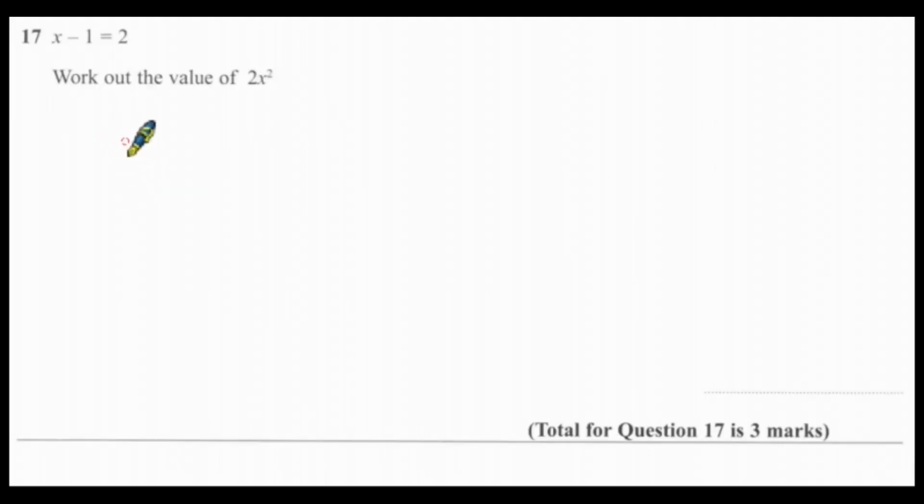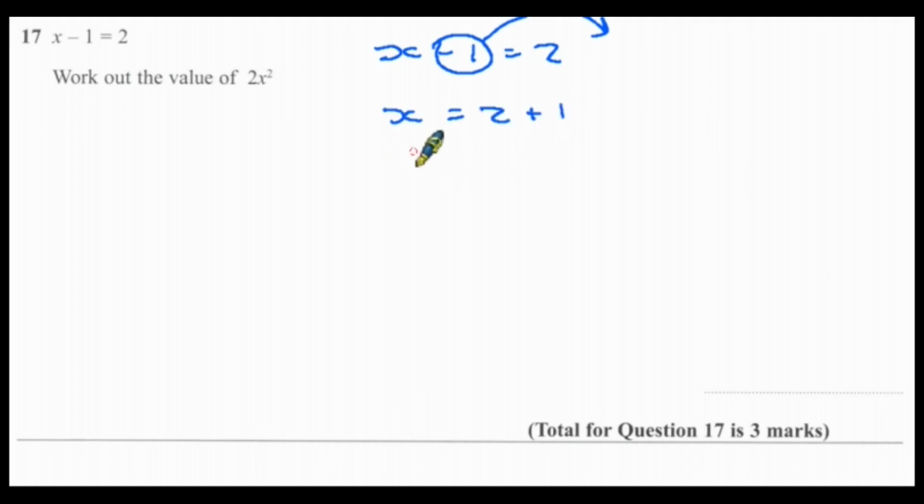Question 17. x minus 1 equals 2. Work out the value of 2x squared. Okay, in order to find out the value of 2x squared, we need to know the value of x. So let's start at the beginning then. x minus 1 equals 2. If we move the minus 1 and take it to the other side of the equation, it becomes a plus 1. So we end up with x equals 2 plus 1. Therefore, x is equal to 3.